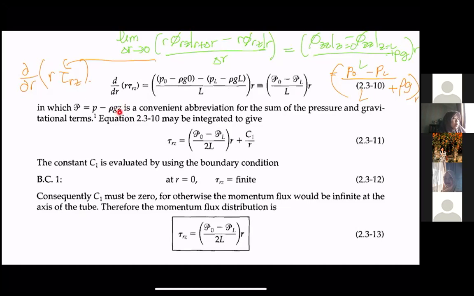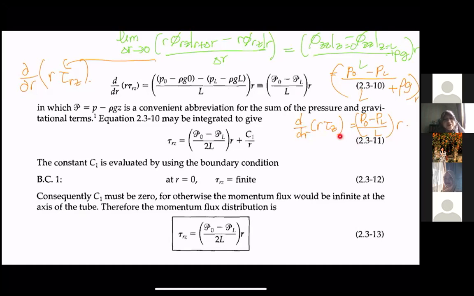Okay, so that means when Z equal to 0, this term is 0. When Z equal to L, this term is L. So this is the convenient one. And then we end up with d over dr of r tau rz equal to P0 minus PL divided by L multiplied with R. Okay, this is now the differential equation of momentum flux.